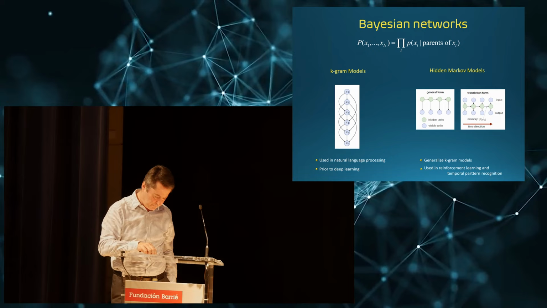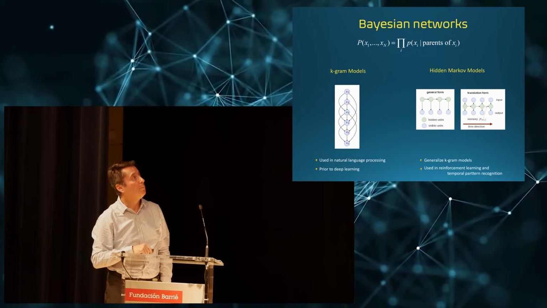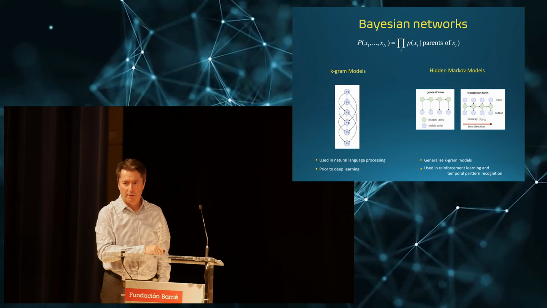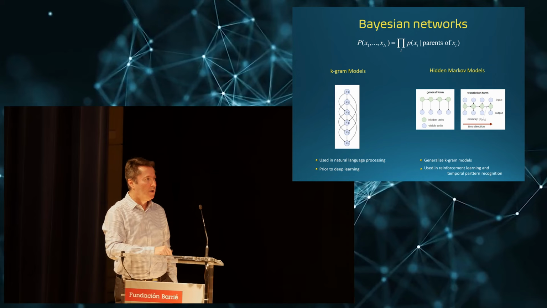unsupervised learning, for example, can be written as some product of probability or conditional probability distributions according to some graph. In particular, you can have what are called K-gram models. These are very old-fashioned models that were used in the past, in natural language processing, before deep learning appeared. And you can also have other kinds of Bayesian networks like hidden Markov models, which I will not show here, but they are very classical and can be used in different places.